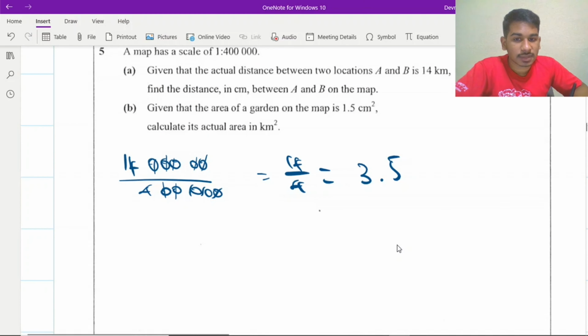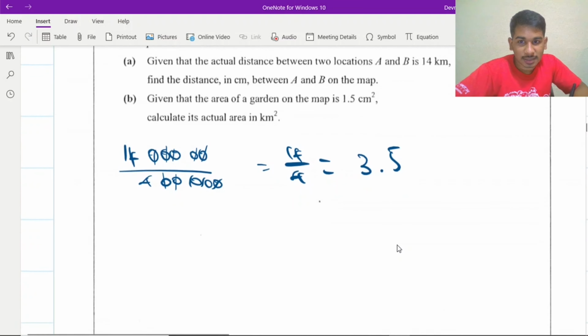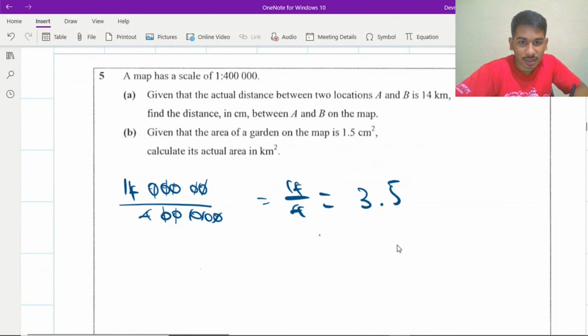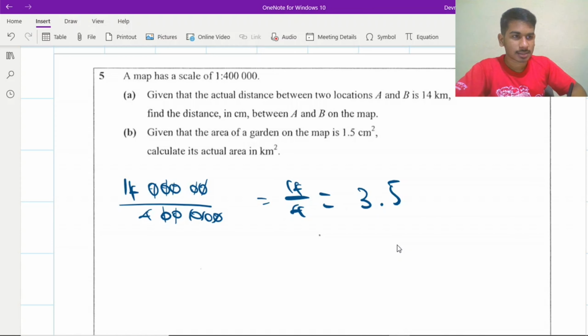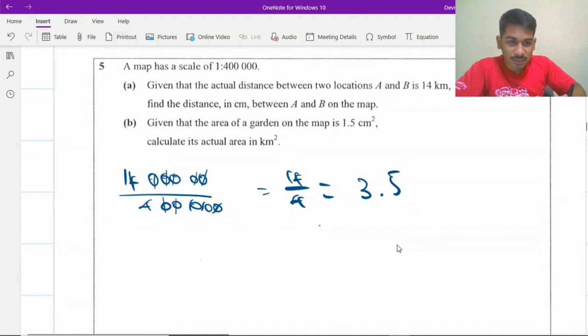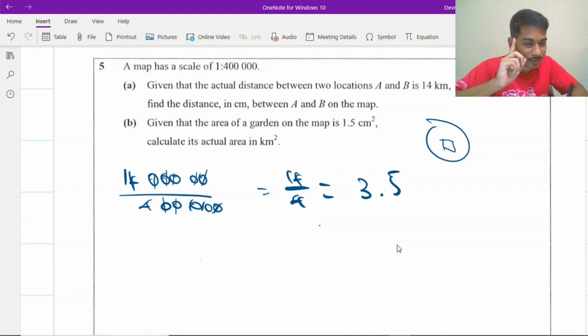Okay, now given the area of the garden is 1.5 centimeters square. So people usually get confused here. They will just multiply this by 400,000, but that's not the case. So how do I explain this? Imagine a map and a square. What is the area of the square on the map? It's 1 by 1, okay?